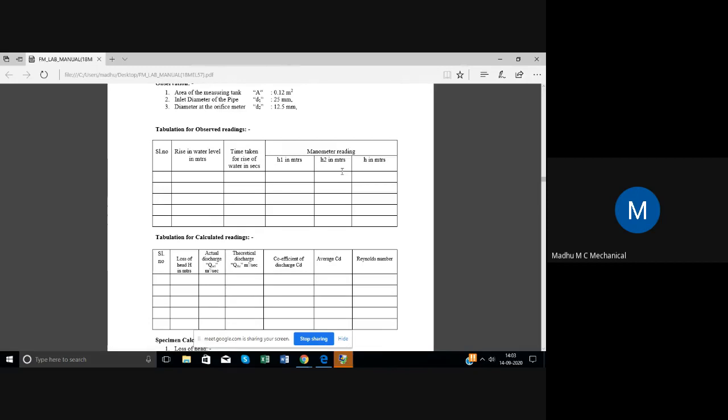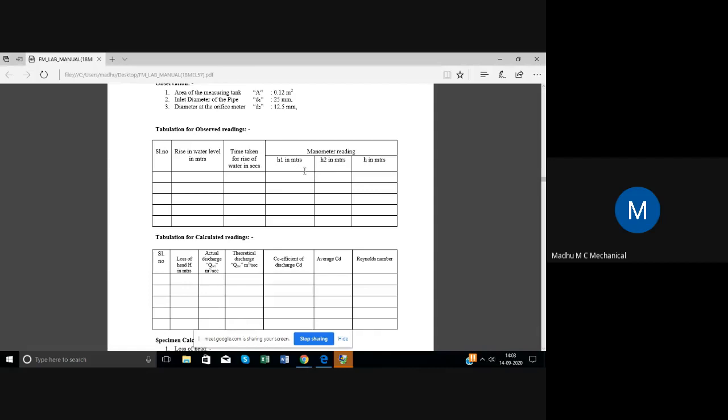Then, time taken for rise of water. What is the time taken for a 10 centimeter rise of water? You note it down using a stopwatch. You switch it on and switch it off and note down the time in seconds. Then the water is flowing through the manometer. It is a mercury manometer, which is going to give you the pressure difference between the two ends.